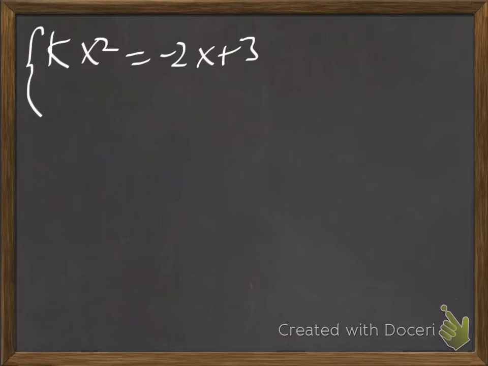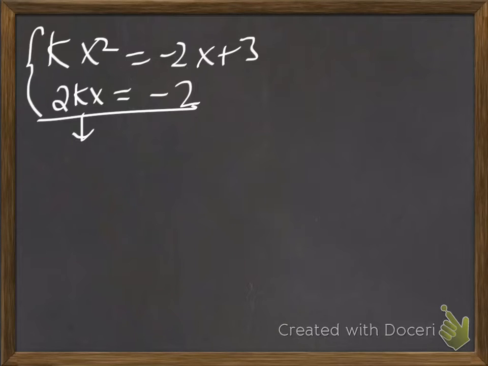Let me get both equations on the same page here. Our first one was, get the y out of there, kx squared is equal to negative 2x plus 3, and the other equation we need to be true is 2kx is equal to negative 2. We need these things both to be true. This second one looks fairly straightforward, so I'm going to solve it for k, because ultimately I want to find k. If I divide both sides by 2x, I get k equals negative 2 over 2x, which further simplifies to negative 1 over x.